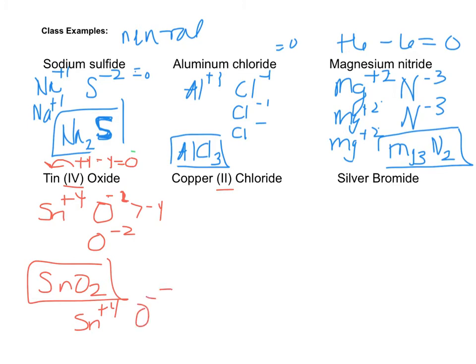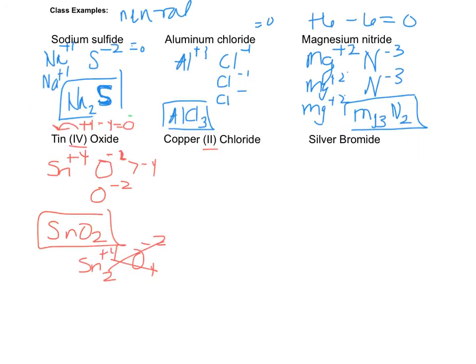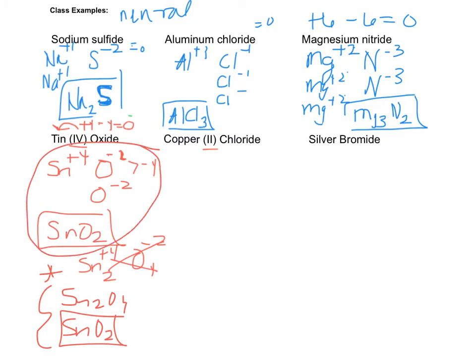If you did the swap and drop way, you would have to be careful. +4, oxygen's -2. You swap and drop, you get Sn2O4, and so it's actually swap, drop, and reduce. You would have to remember to reduce it down to SnO2. So swap and drop works most of the time, except when you have to reduce. That's something you could forget. Versus if you're just looking at your ions and the ratio, you can never go wrong. So you'll have to practice and see what you ultimately feel comfortable with.